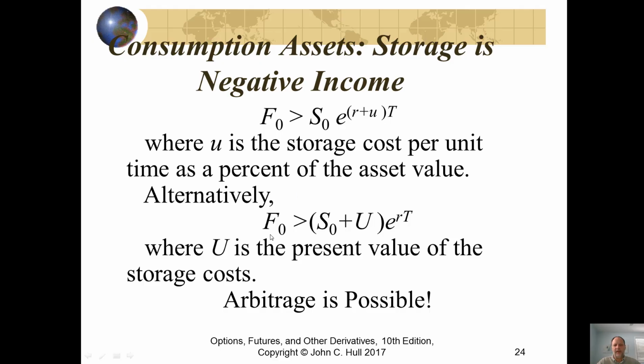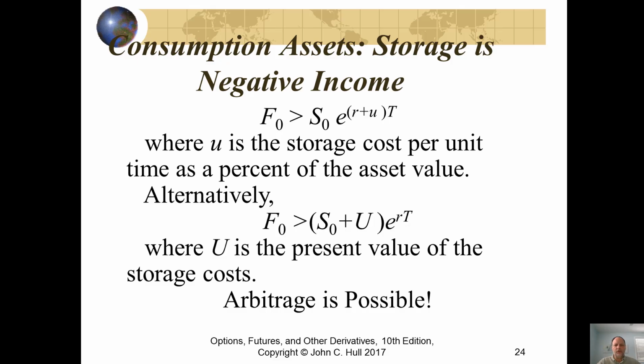Alternatively, this can be written as S naught plus U e to the RT, where now U is the present value of storage cost, just like earlier I was the present value of dividends. Another complication with consumption assets is we will find that you can't necessarily put an equal sign here for the no arbitrage condition. We will go into some detail for why this is the case.